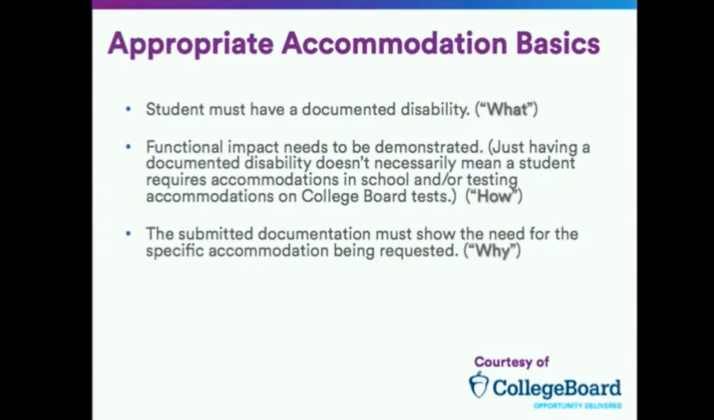The same thing with extra time. Why do you need extra time actually taking the test as opposed to those breaks to take your blood sugar, to have that food, or to take that insulin? How does it really relate, the disability and impact, to that accommodation that's being requested?